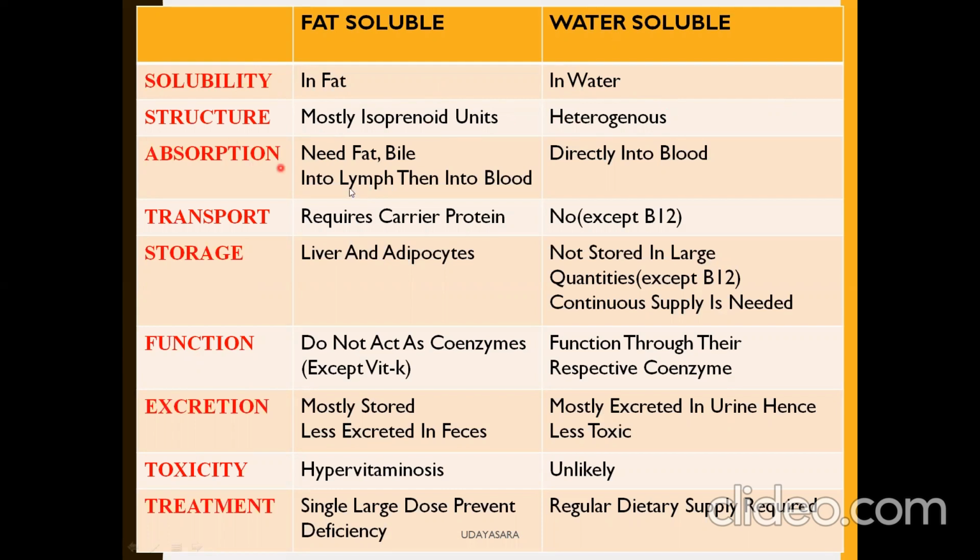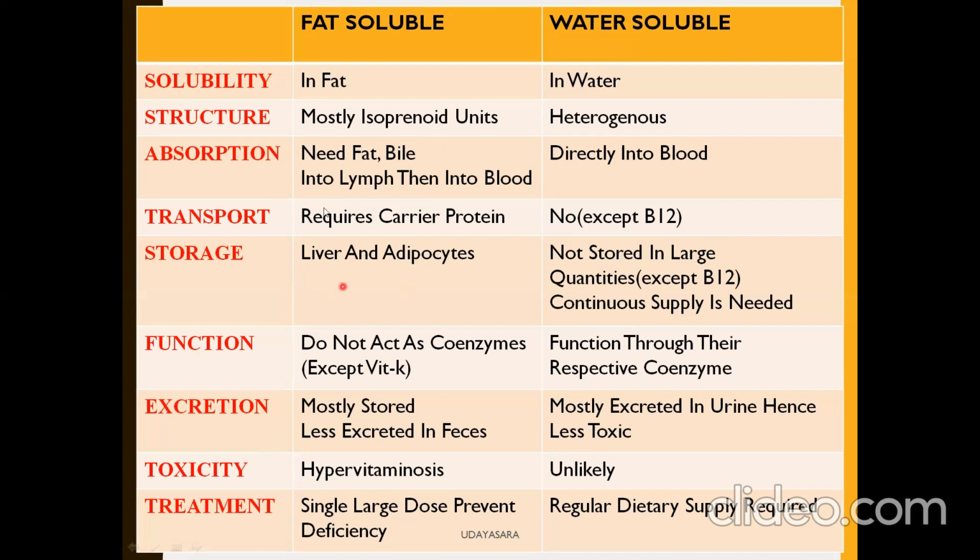Coming to the absorption, the fat soluble vitamins need fat and bile salts for their absorption. They enter into the lymphatic circulation, then reach the blood. While in case of water soluble vitamins, they directly enter into the blood. Transport difference: the fat soluble vitamins require a carrier protein to get transported in the circulation, while in case of water soluble vitamins, no transport protein is needed. The exception here is vitamin B12. It needs a carrier protein for its transport in the circulation.